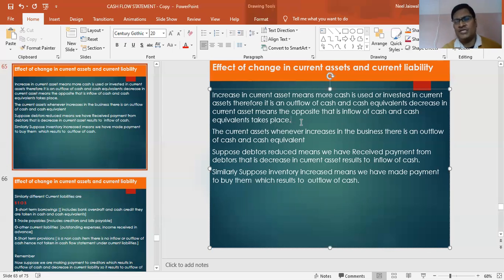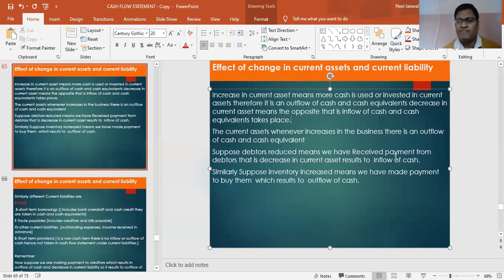Let's understand how it happens. For example, suppose debtors reduce. That means what? My current asset has reduced. So if current asset has reduced, why? Because we have received the payment from the debtors. That means it is an inflow of cash. That means decrease in current asset results in inflow of cash. And inflow of cash means you have to add in the cash flow statement, because inflow will be added and outflow will be subtracted.